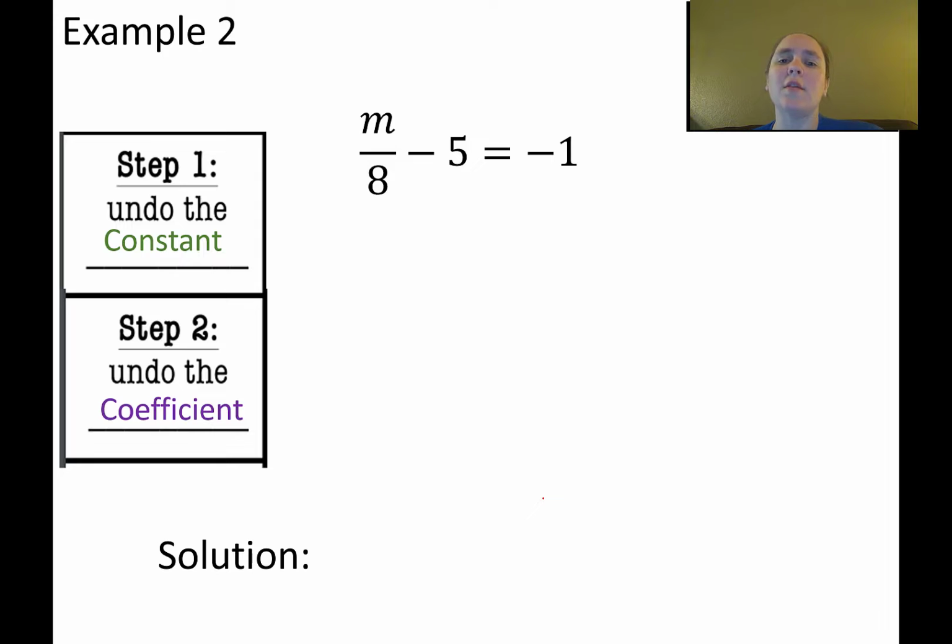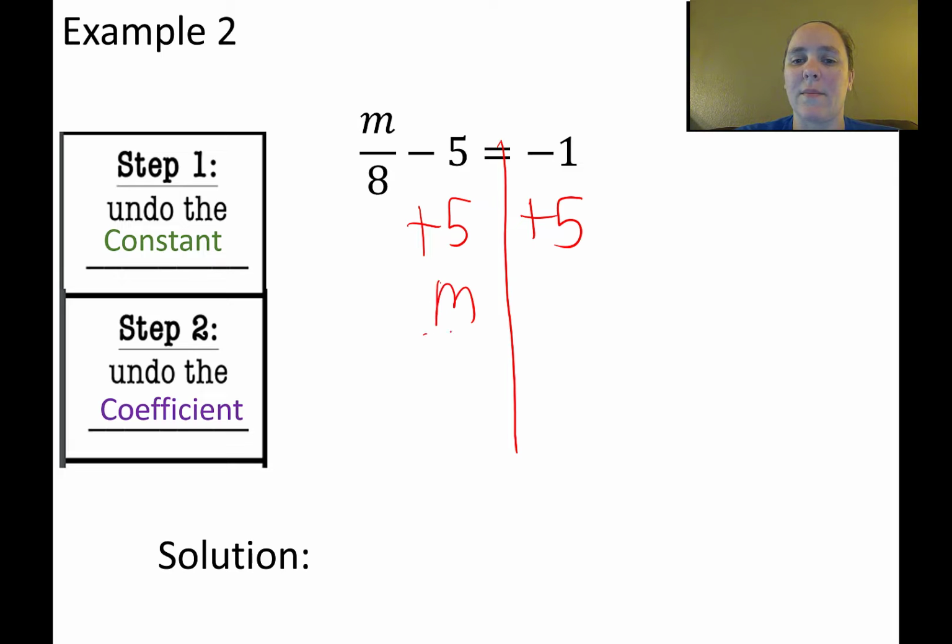Okay, let's go ahead and look at another one. I've got m over 8 minus 5 equals negative 1. So looking for the constant first, I've got negative 5 is my constant, or minus 5. So since it's subtracting from the variable, I'm going to add 5 to both sides. And I get m over 8 equal to, well, negative 1 plus 5 is 4.